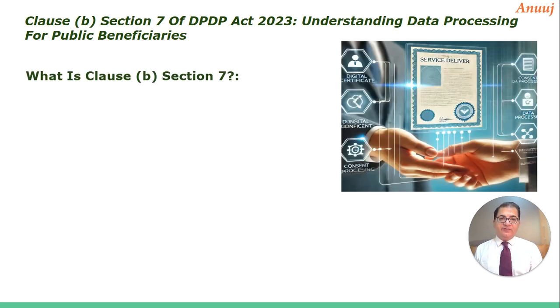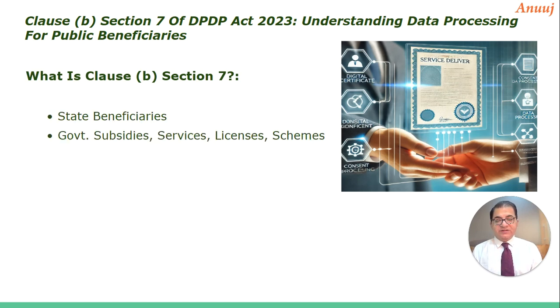We'll talk about the state beneficiaries. Clause B of Section 7. What is this clause? This clause is about a set of people who are state beneficiaries, who avail schemes launched by the government for the welfare of poor people. These could be for any service related to health or housing, or even direct rationing, food and shelter as well, right? So people who are beneficiaries provide their data to the government.